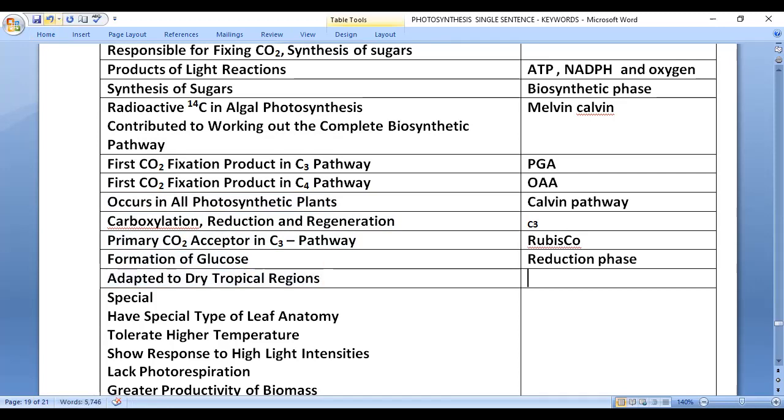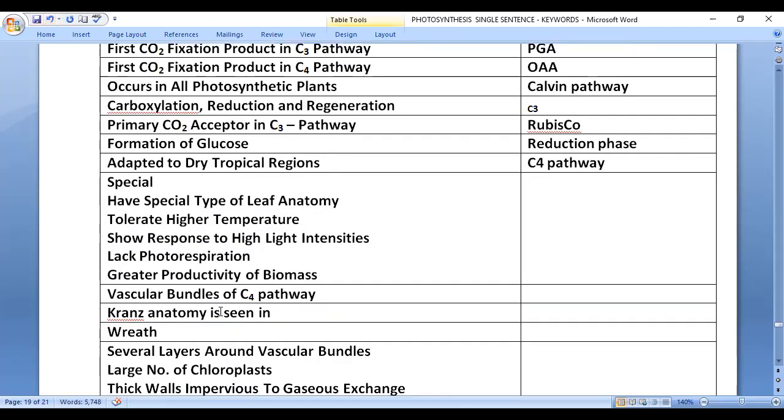Adapted to dry tropical regions, the C4 pathway has a special type of leaf anatomy. C4 plants tolerate higher temperature, respond to high light intensities, lack photorespiration, and have greater productivity of biomass. Vascular bundles of the C4 pathway have bundle sheath cells. Kranz anatomy is seen in C4 plants.